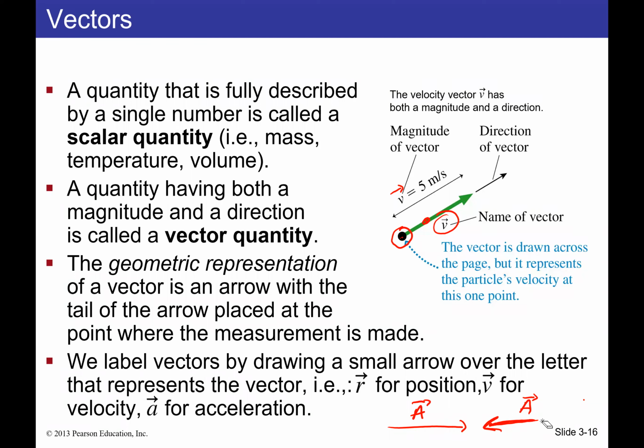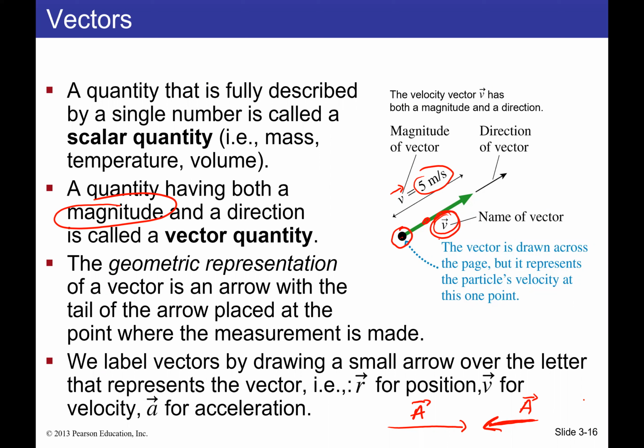But in any case, a vector is a quantity that has magnitude and direction. So it has two things. Magnitude represents its size. For example, here it's 5 meters per second for the velocity. 5 meters per second, how fast it's going. That's the magnitude. And then you can have a direction.